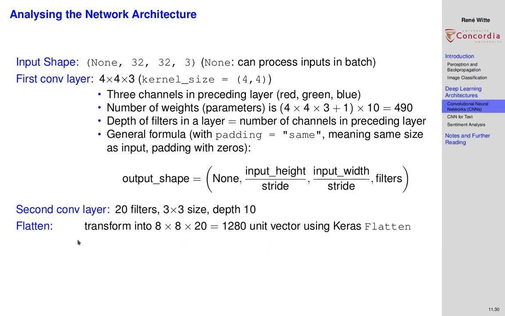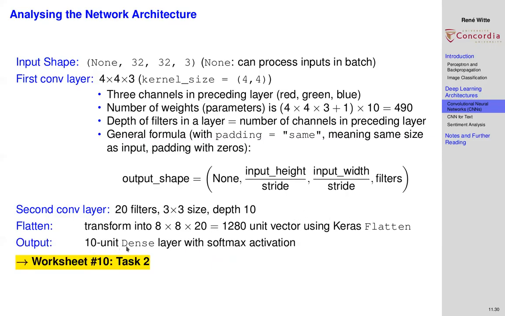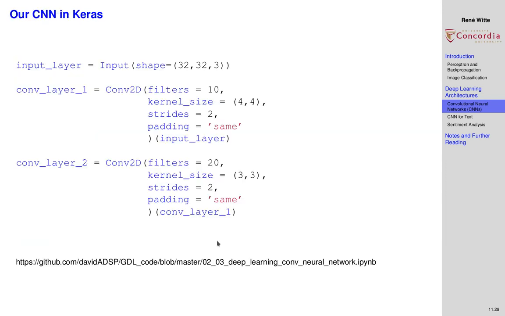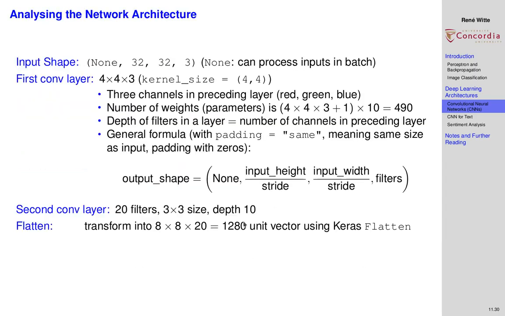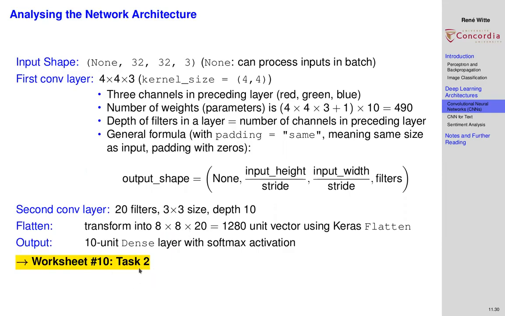Then finally, at the end, we have the flatten operation. We are transforming the 8 by 8 times 20, which gives us a vector of 1,280 units. Then the output, just like before, is 10 units, a fully connected dense layer using softmax activation. So just to make sure you get through this network architecture and understand what's going on with input and output, try out this second task on the worksheet, and I'll see you back soon.